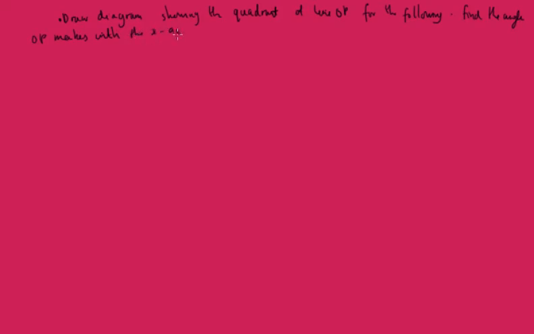We want to draw a diagram showing the quadrant of line OP for the following, and we want to find the angle OP makes with the x-axis. Firstly, we're going to do 120 degrees.